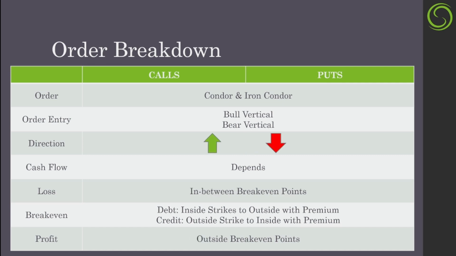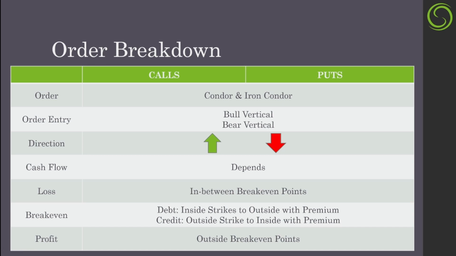And for the condor where we want the stock to move outside of a given range, whether it's bullish or bearish, we will use a bull vertical on top and a bear vertical on bottom. The cash flow, again, will depend on which kind of verticals we're using. And the loss in this instance, obviously, is going to be anything in between the break-even points.